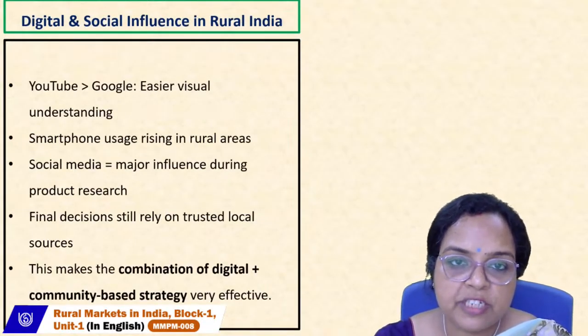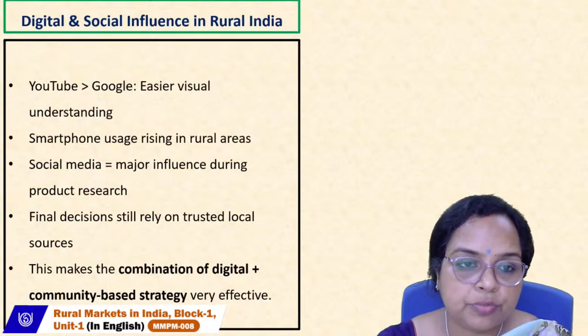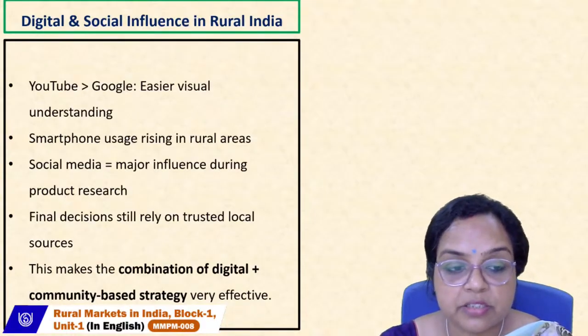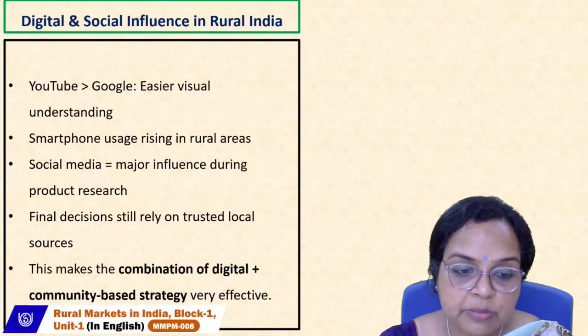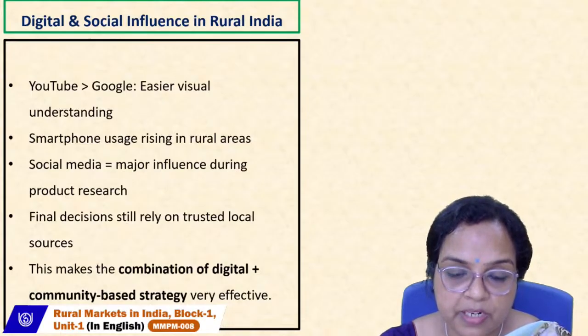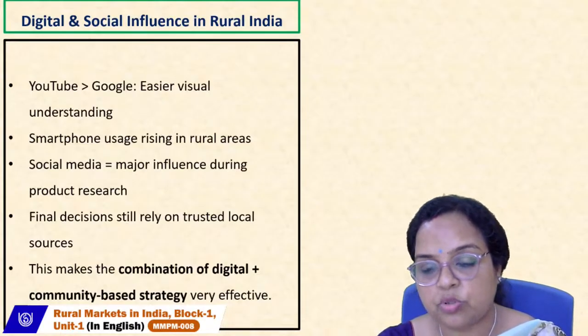Digital and social influence in rural markets: YouTube, Google, so people are easily having visual understanding. Smartphone use is rising in rural areas. Social media is a major influence during product research. Final decisions still rely on trusted local sources. This makes the combination of digital plus community based strategy very effective. And this is the point where marketers have to focus on developing their product by keeping all these factors into consideration.